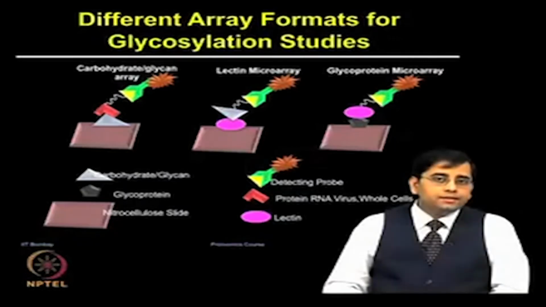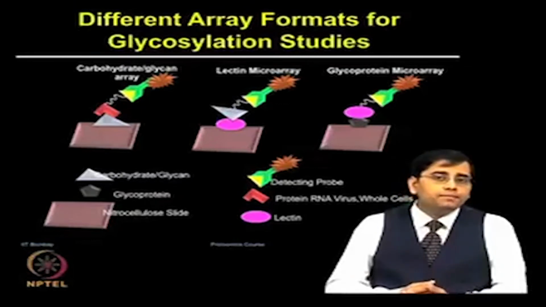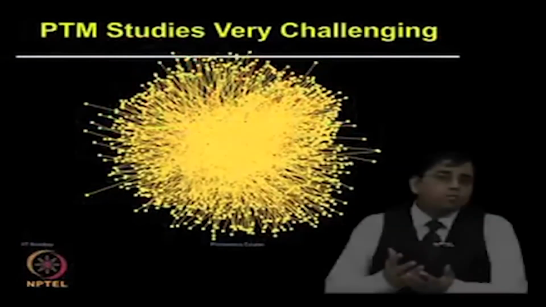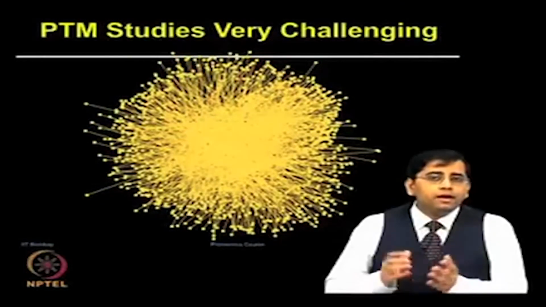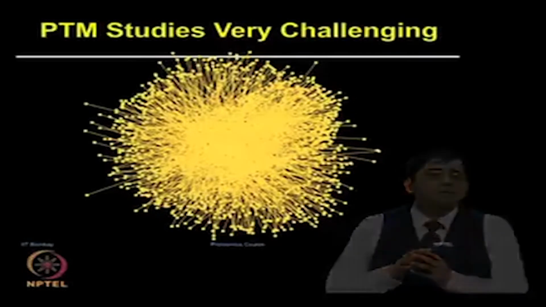For glycosylation studies, different types of microarray platforms such as carbohydrate arrays, lectin arrays, glycoprotein arrays and other array formats have been used. Studying PTMs still remains challenging. Many advanced proteomic technologies have attempted to bridge this gap. However, no single technique can be solely relied on for screening all the PTMs in a given biological question.